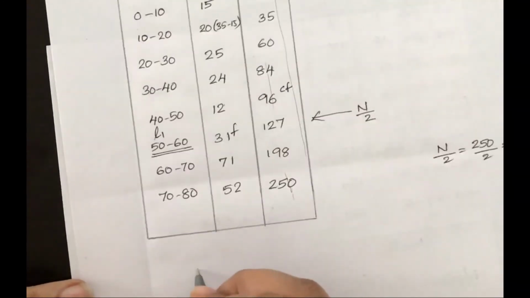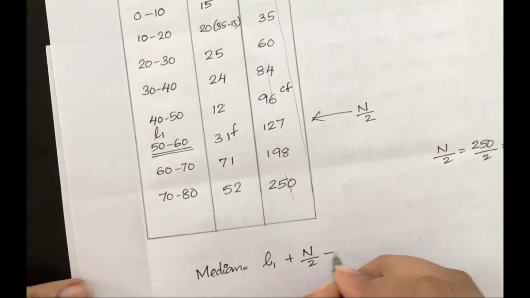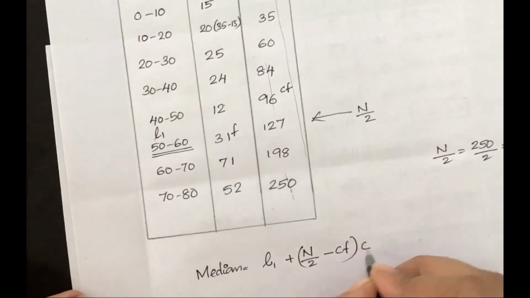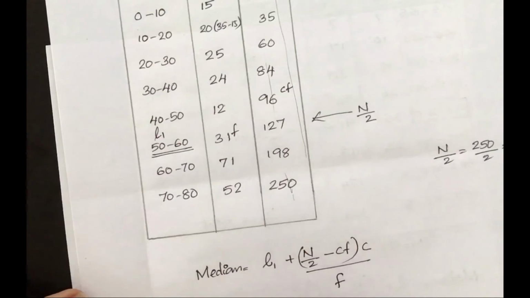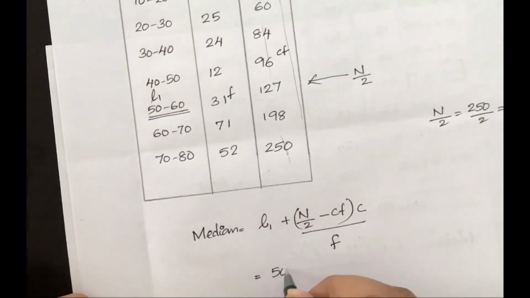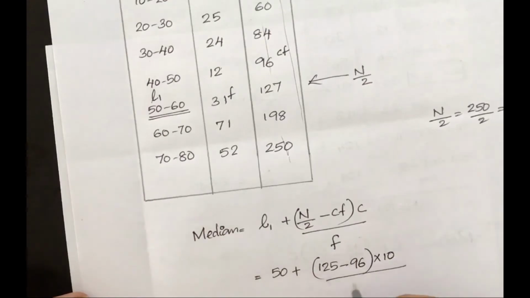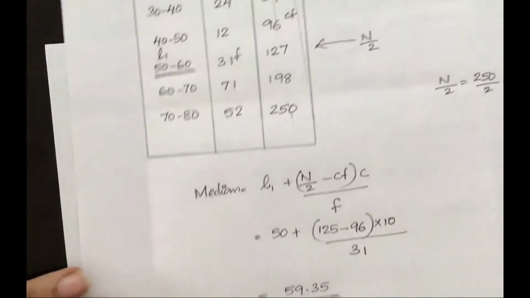So find the median. Median is equal to, write the equation, L1 plus n by 2 minus CF into C divided by F. So L1 is 50. 50 plus 125 minus 96 into 10 divided by 31. Okay. When we are solving it, we will get 59.35 as median.